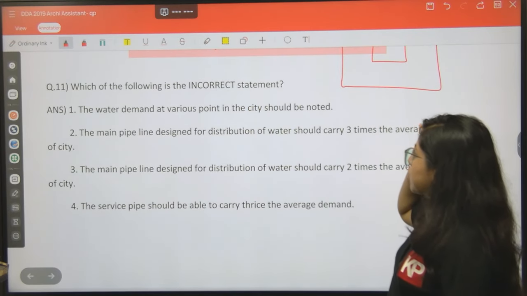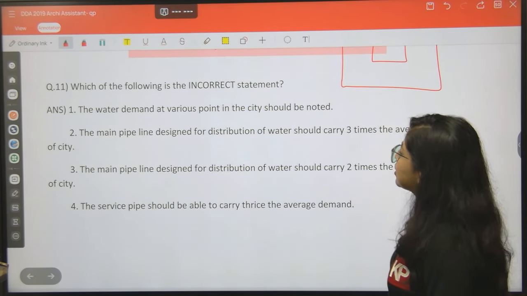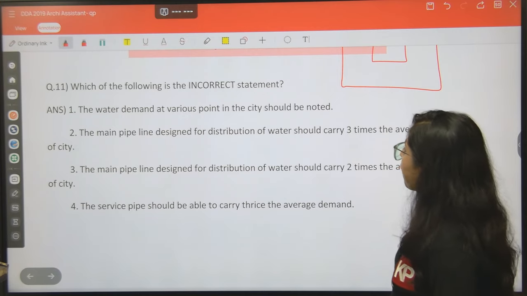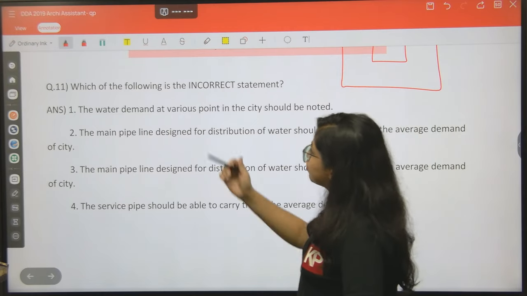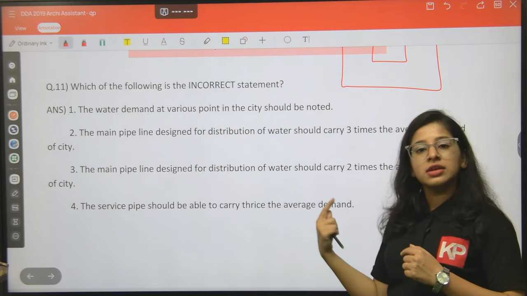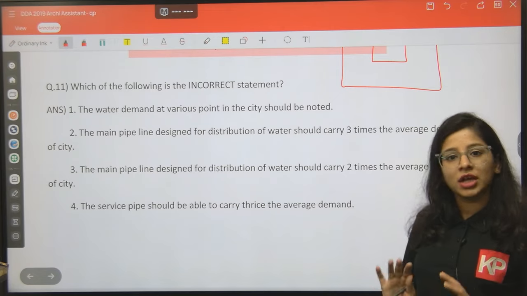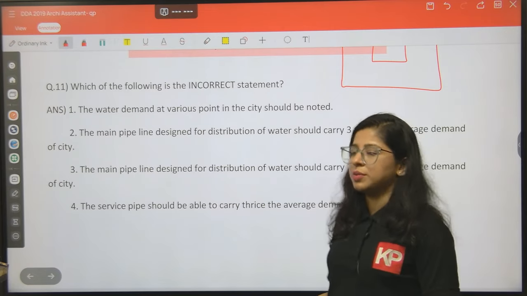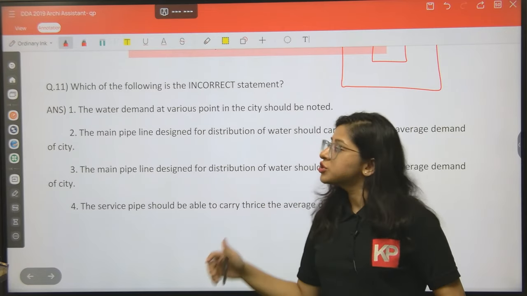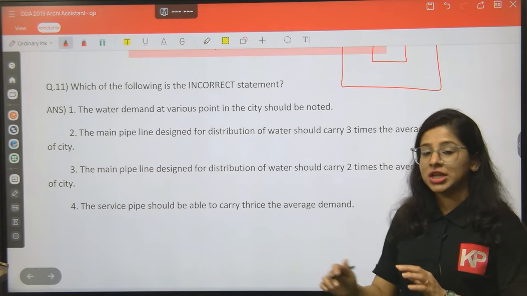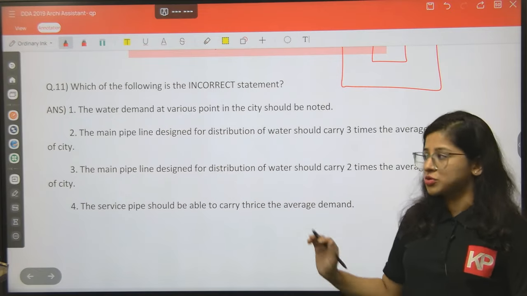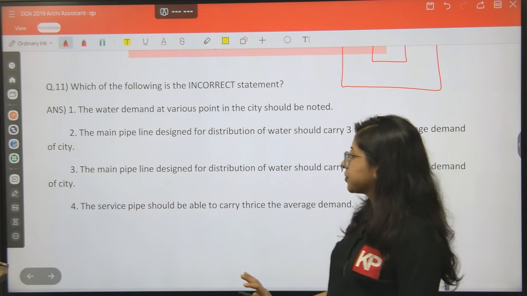Question 11. Which of the following is the incorrect statement? Water demand at various points in the city should be noted. This is definitely a correct statement. In different areas of the city, water demand can be different. If a location is industrial, the water demand will be high. So you have to keep note of which area has how much water demand. So this is definitely the right option.